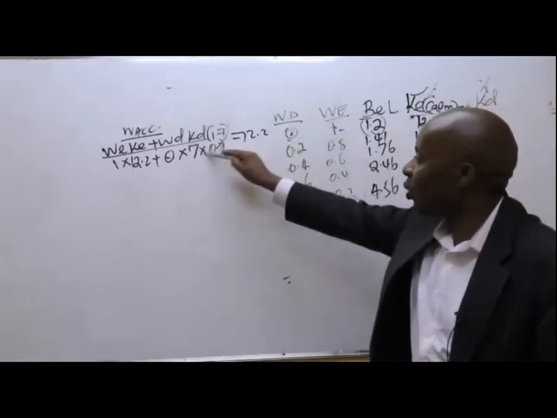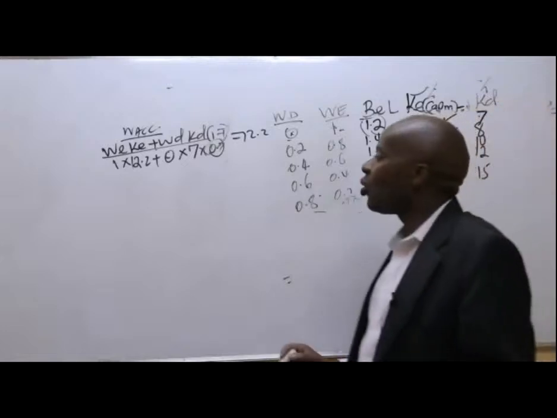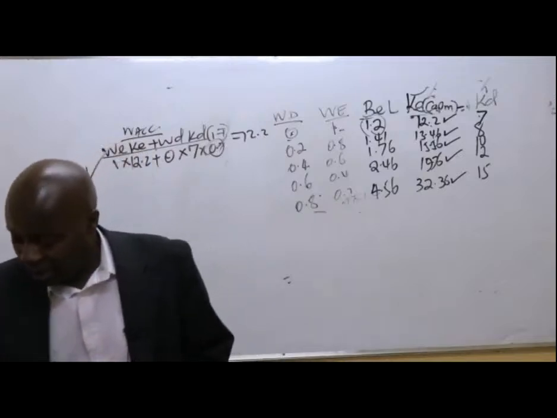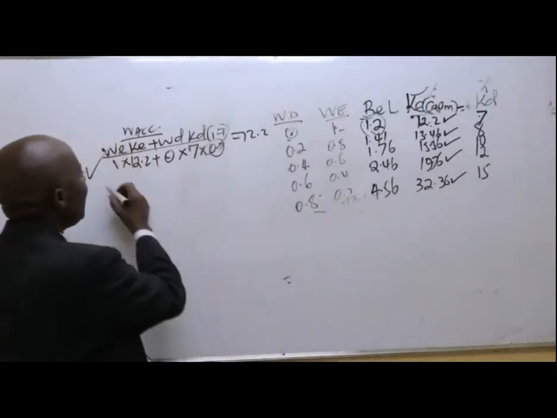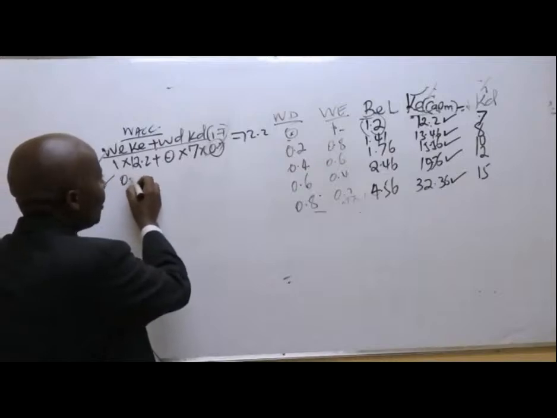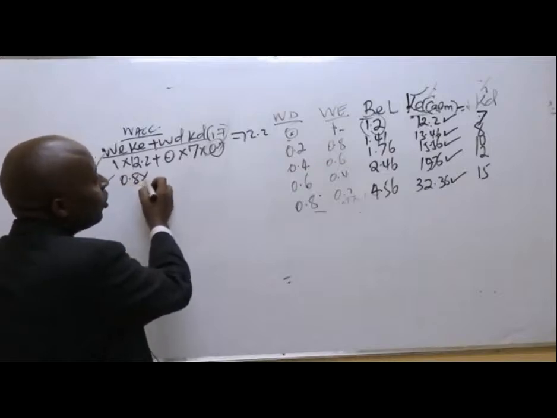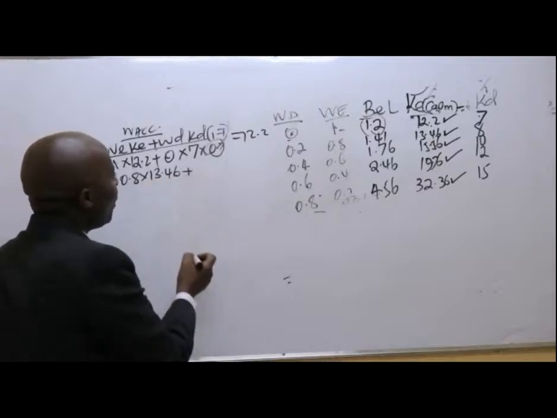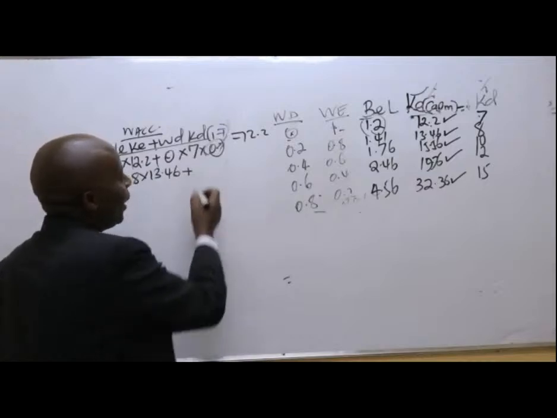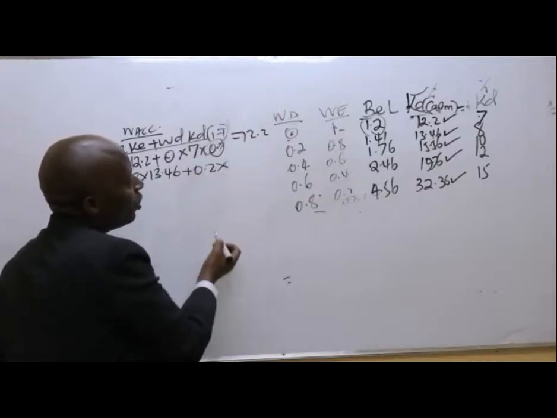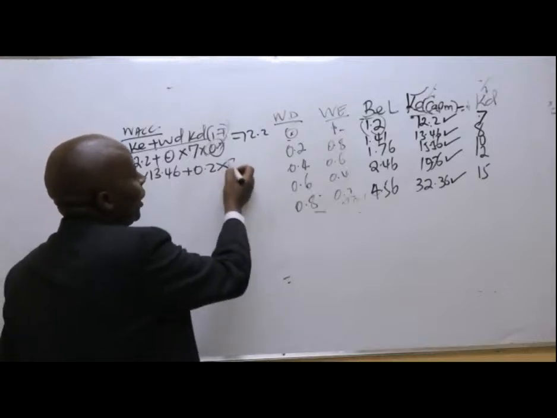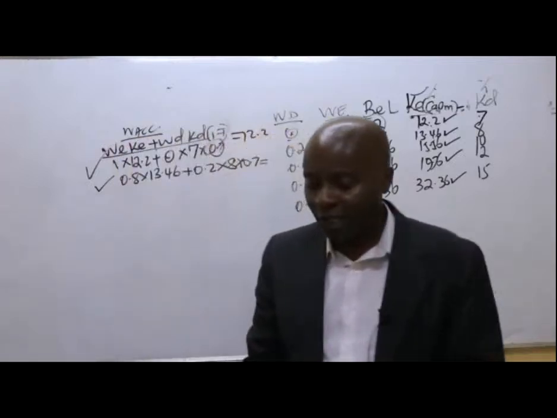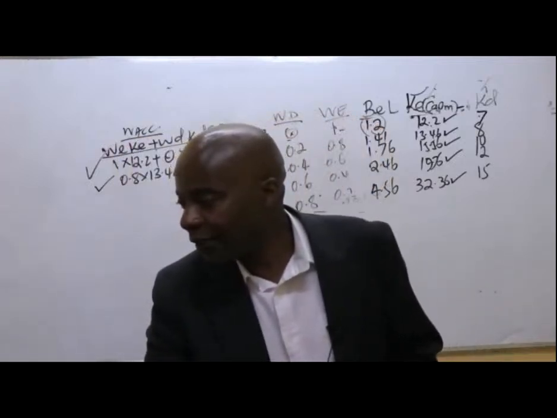But the debt must always be adjusted for what here? For taxation. So go for the second one. What do we have here? The second one, ladies and gentlemen, I can see the weight here. The weight of equity is 0.8, times the cost of equity, which is 13.46, plus the weight of debt, which is 0.2, times the cost of debt, which is 8, times 0.7. These students were able to give me these figures very fast.